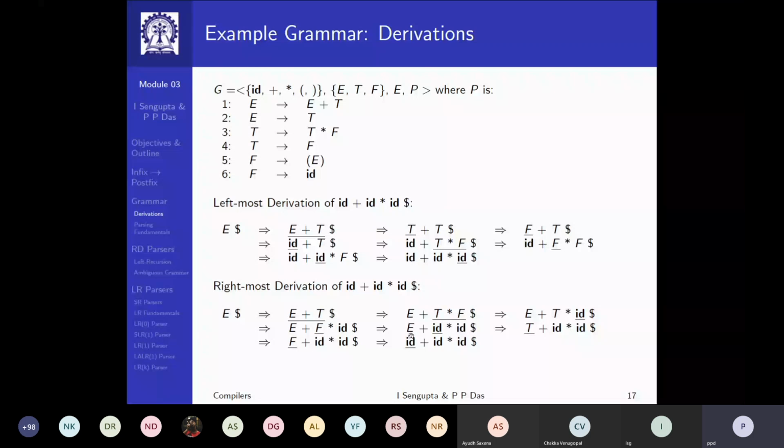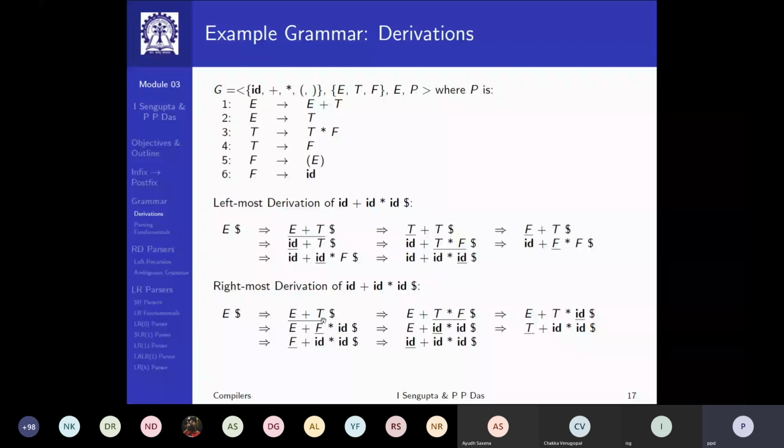And then I can say that the next ID here is the right-hand side of production rule 6. So I reduce it, I replace it by the left-hand side F. Similarly, F back to T, ID back to F. Then I have T star F, which is the right-hand side of production rule 3. I replace it back to get T, and so on.